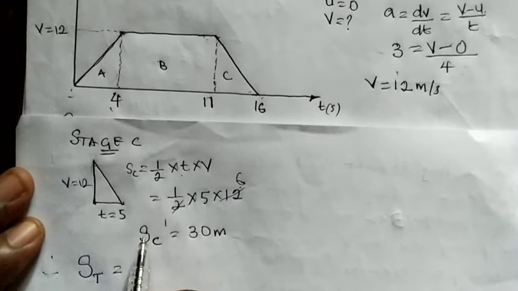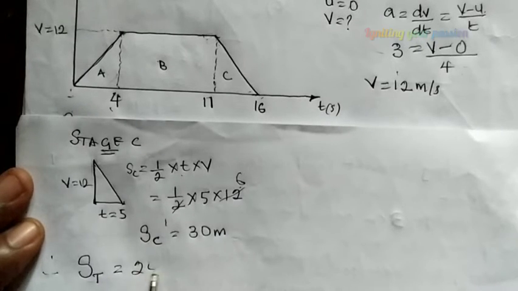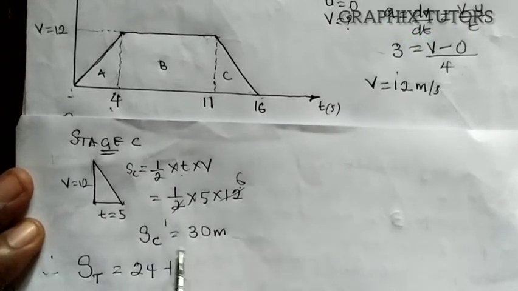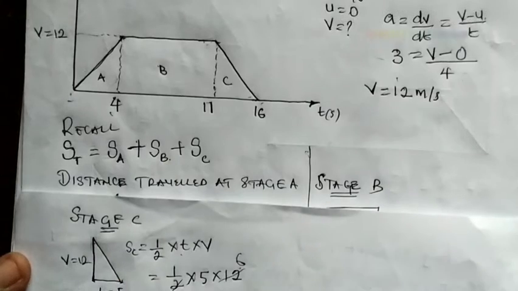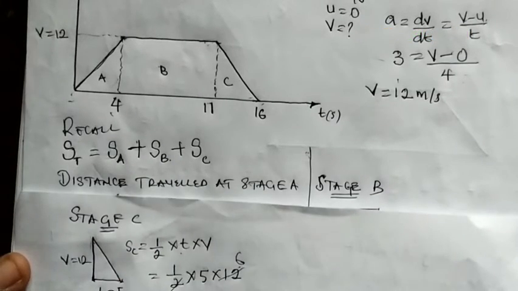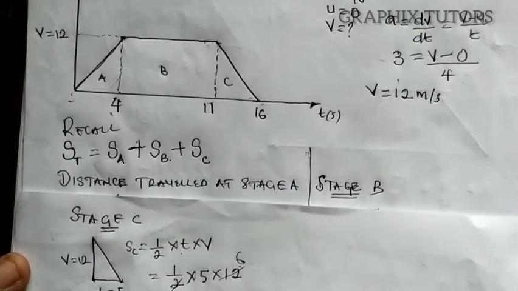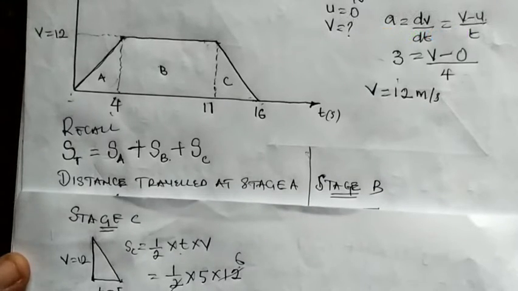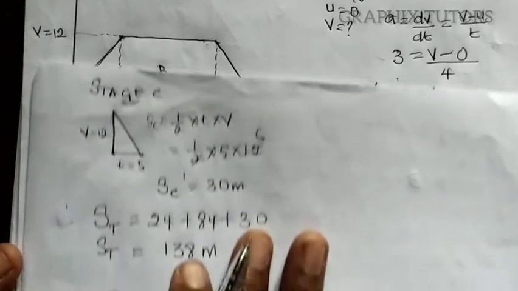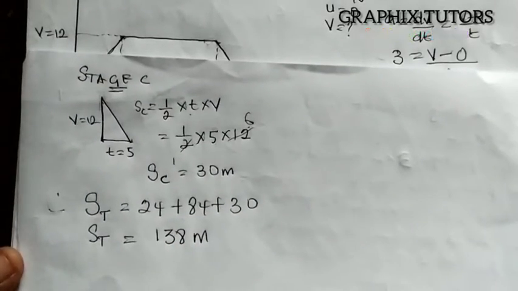So therefore the total distance traveled is equal to the distance at stage A, which is 24, plus the distance at stage B, which is 84, plus the distance at stage C, which is 30. So that will give us 138 meters. That's our total distance.